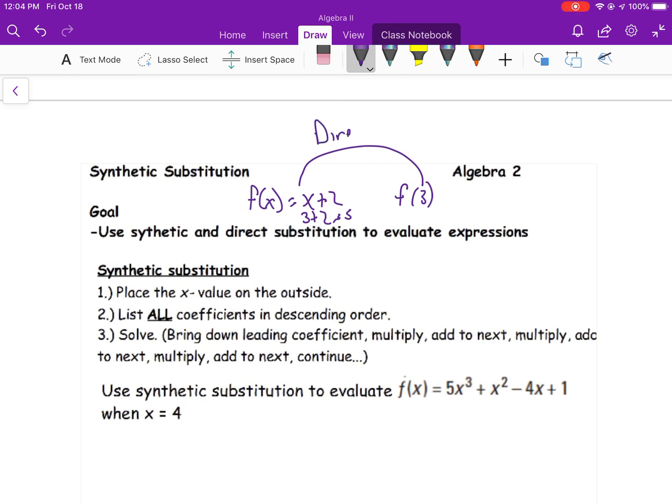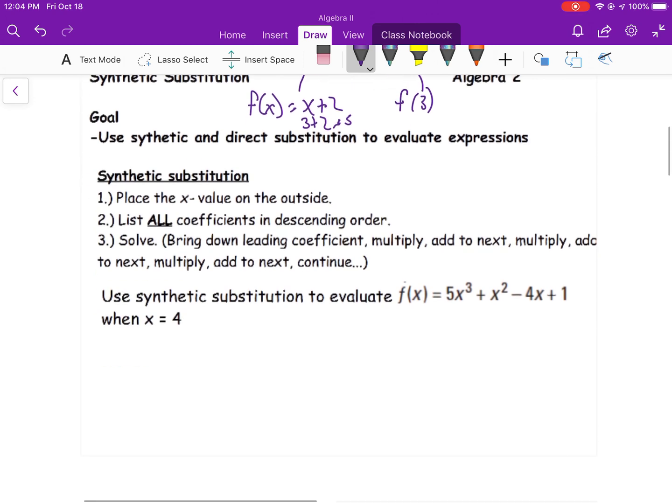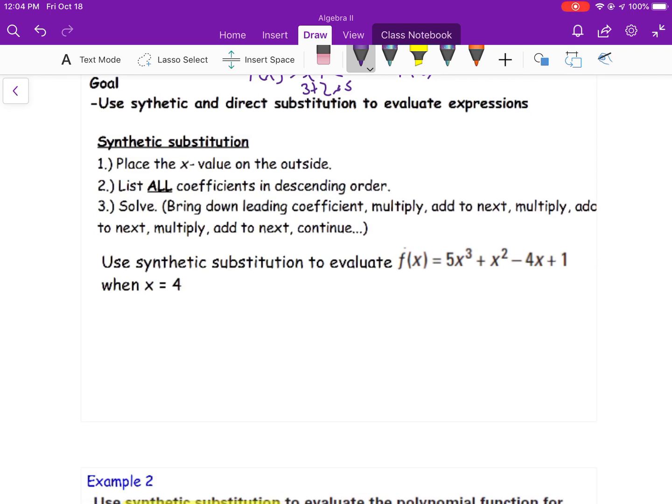Again, that is direct, and that's not a bad thing, but I'm going to show you a little trick with synthetic substitution that might make the operations smaller and easier when you're dealing with third power, second power, first power. First, put the x value outside in a little box. If I want to put in x equals 4, there's where my 4 goes. I'm going to put all the coefficients in standard form: x to the third, second, first, and then my constant. So 5, 1, -4, and 1.